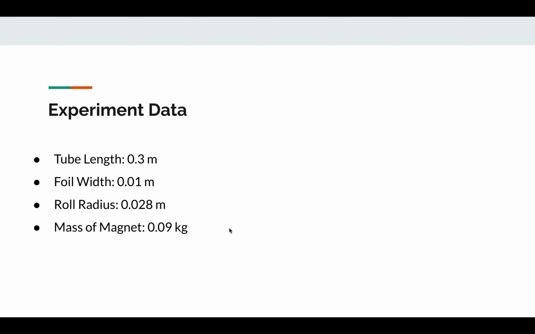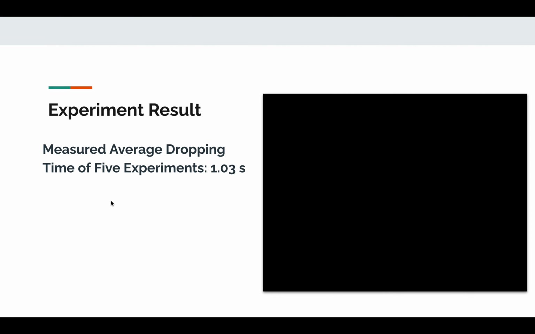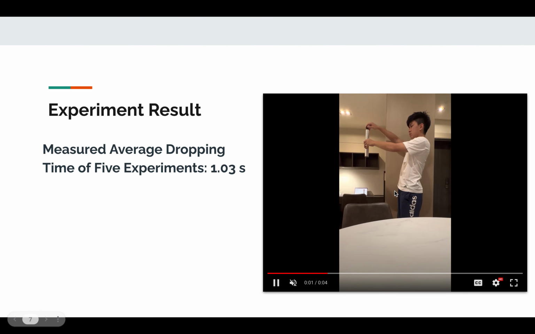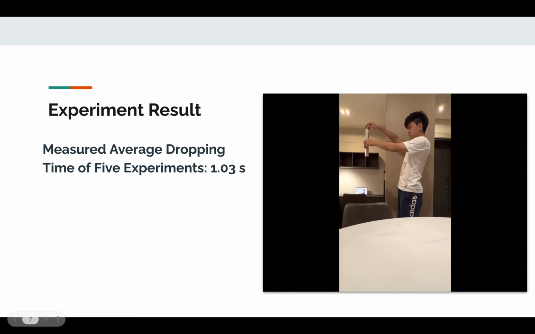The experiment data is as shown. I measured all the lengths before I did the experiments. So this is a video of me dropping the magnet. I did the whole thing 5 times, and the average of the 5 experiments is 1.03 seconds.